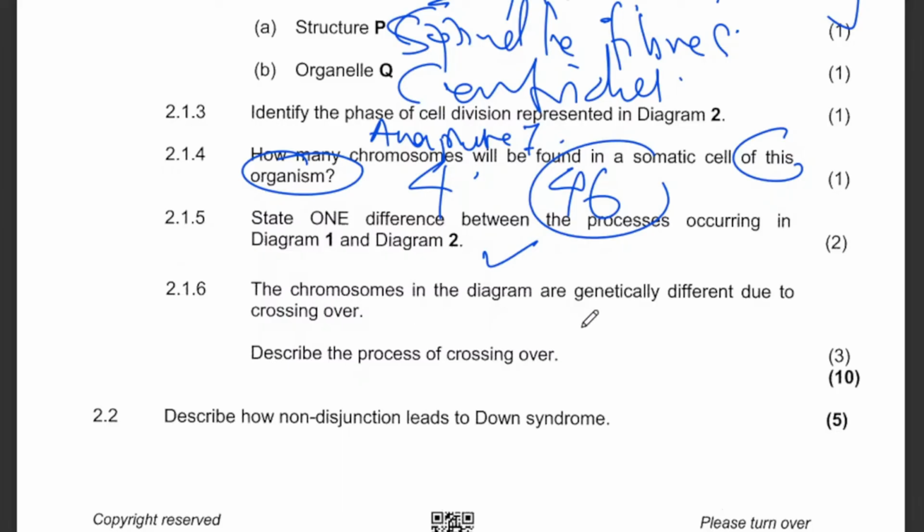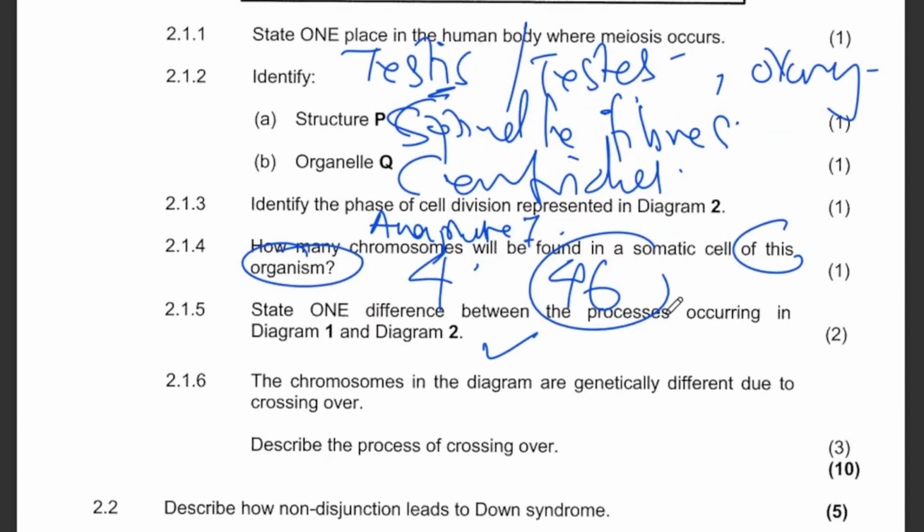All right. Chromosomes in the diagram are genetically different due to crossing over. All right. I told you, don't go to the paper without knowing.